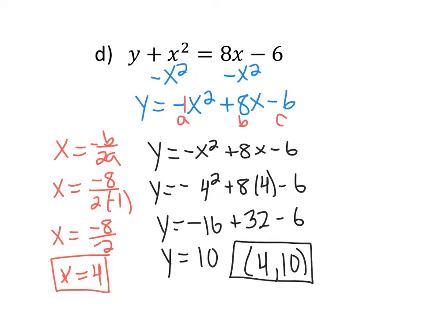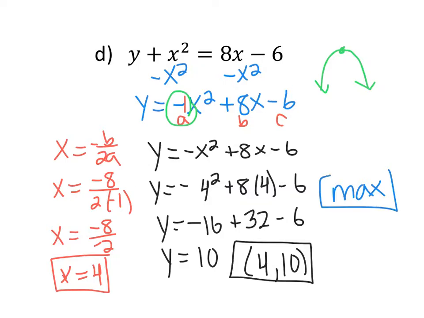Take a look at your a value, your x squared coefficient, which is a, and we have a negative number, which tells me that the parabola opens down, which means our vertex is a maximum. You can go ahead and finish the rest through F.